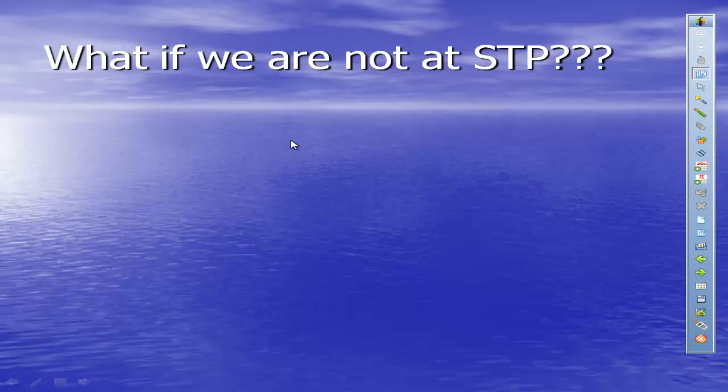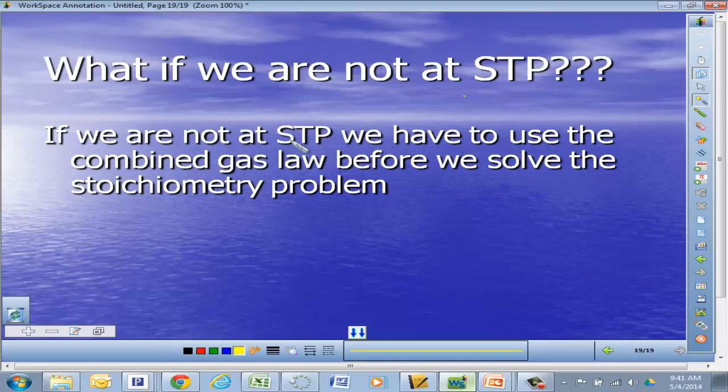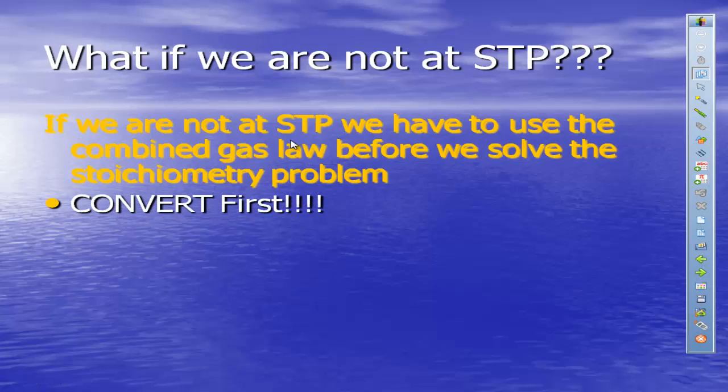What if we're not at STP? Okay. Again, I want to go back and write up the type of problems that we're doing. Volume to mass. Notice where volume's listed. Volume is listed first, so what that means is we got to do something first. So it says here we're going to use that combined gas law before we solve the stoichiometry problem. And as it says there, we are going to end up converting first.